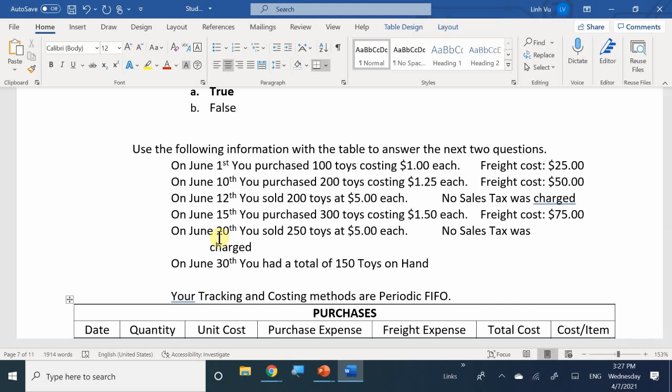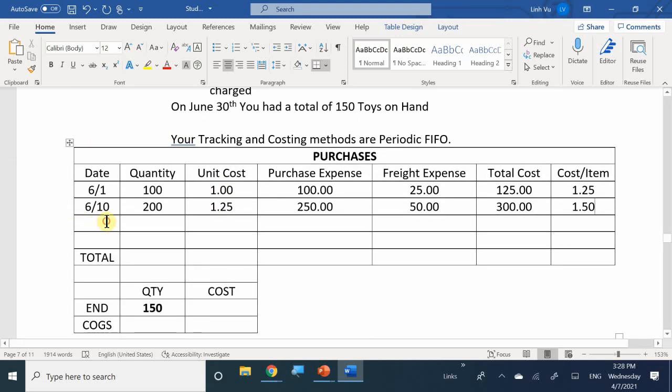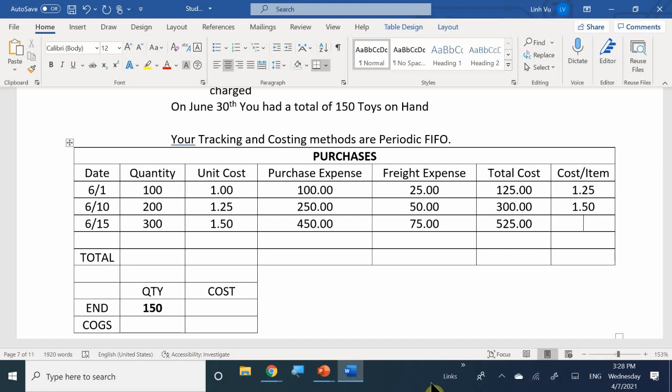So then what happened on June 15? Purchased 300 toys at $1.50 each with the freight costing you 75. So what is my total purchase price here? $450 total, plus the 75, $525. What's my cost per item?